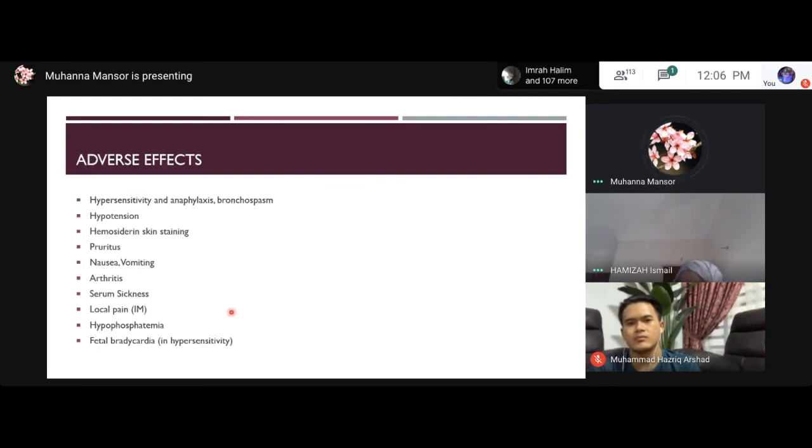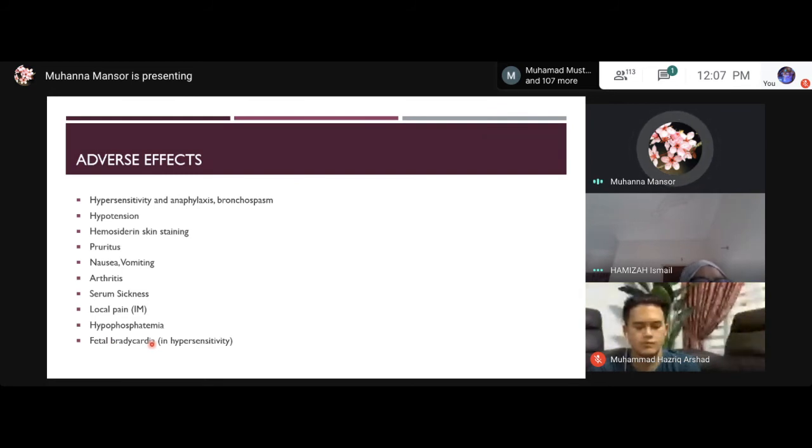So these are the adverse effects that we have to monitor during the first test dose. Make sure that there is no hypersensitivity, anaphylaxis, bronchospasm, or hypotension. After that, there may be hemosiderin skin staining, pruritus, nausea, vomiting, arthritis, and so on, which you can read. Hypophosphatemia is not really common, but it's there if you use the polymaltose. And fetal bradycardia is only if the patient develops hypersensitivity. But we can see that the safety profile of parenteral iron is quite safe for the 2nd and 3rd trimester.